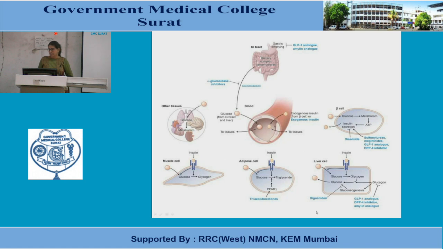And the other groups, biguanides, GLP-1 analogs, DPP-4 inhibitors and amylin analogs, will also prevent gluconeogenesis. This is the normal cycle of gluconeogenesis. From the liver, glucose is converted to glycogen, and glycogen is converted to glucose in case of gluconeogenesis. Here glucagon will help. So biguanides break this cycle and prevent the glycogen from getting converted to glucose.